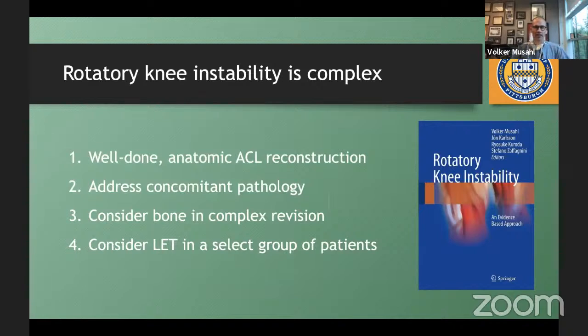We feel that a well-done anatomic ACL reconstruction is key. You address concomitant pathology, as I mentioned, meniscus, roots, etc. We consider the bone, especially the slope. I didn't talk much about it, but we consider that in a complex revision case. We also consider the tenodesis maybe in a select group of patients. Here's the book. I'm happy to be able to present that to you.